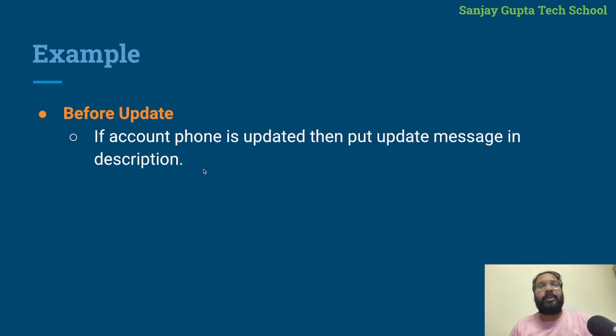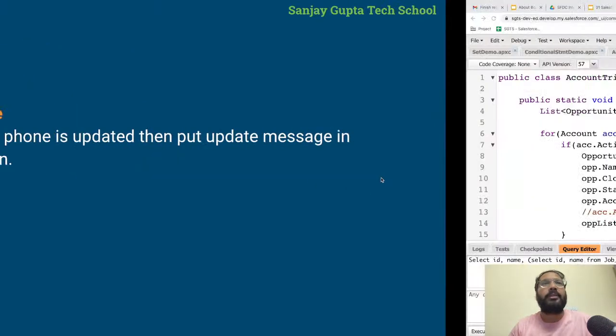So here is a simple example which says if account phone is updated, then you need to put an update message in the description. You can say phone is updated, or you can provide the old value as well as the new value. Now I'm going to implement this scenario in front of you so that you can understand how we can define before update in a trigger.